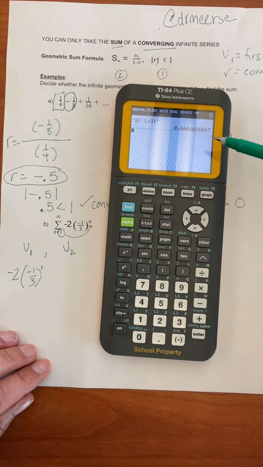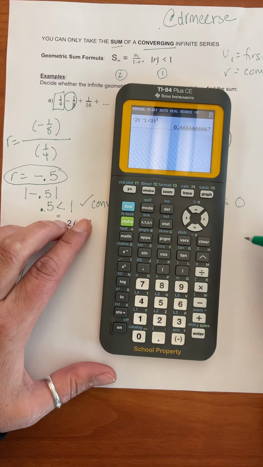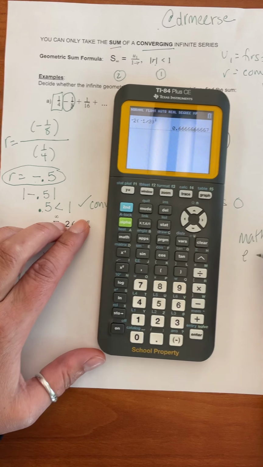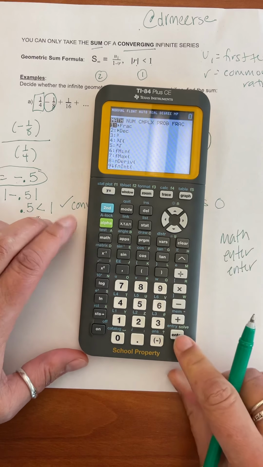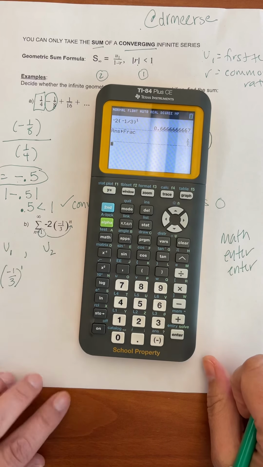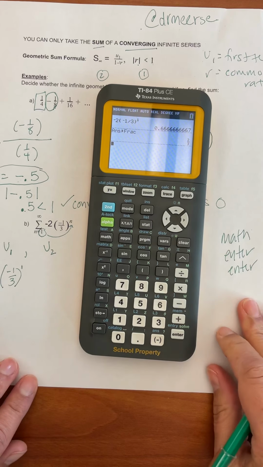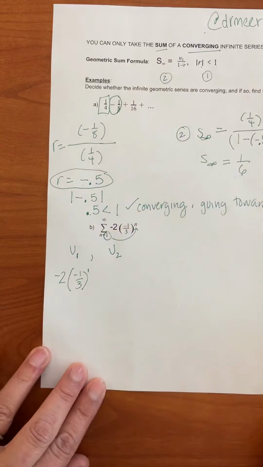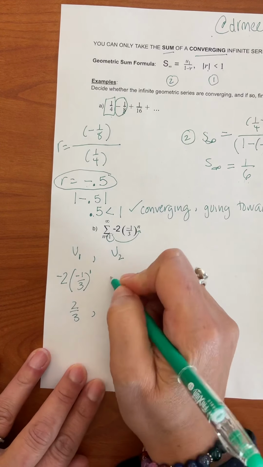I don't want you using the decimal because it's only an approximation. I do want you to press math, enter, enter to make it into that fraction. So we get 2/3. Math, enter, enter makes it into that fraction. So the first term is 2/3. Let's find our second term.